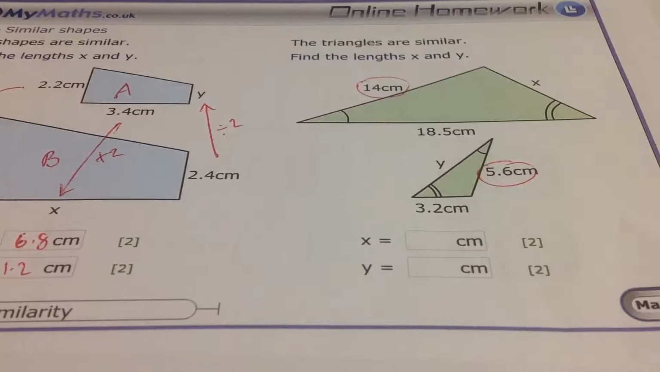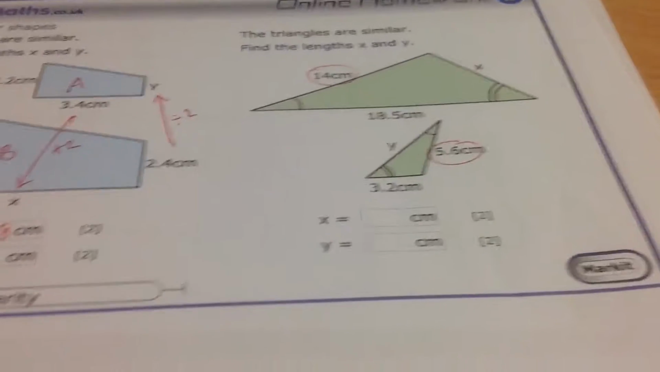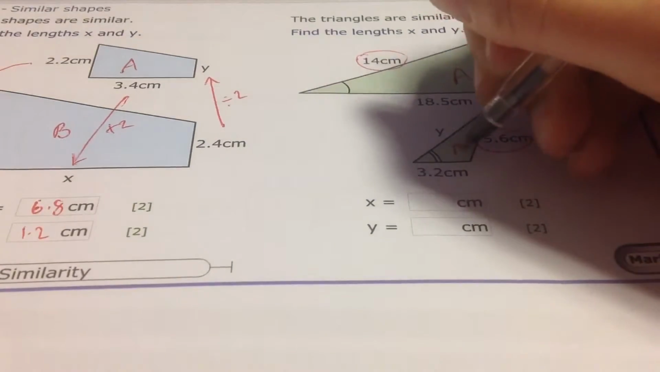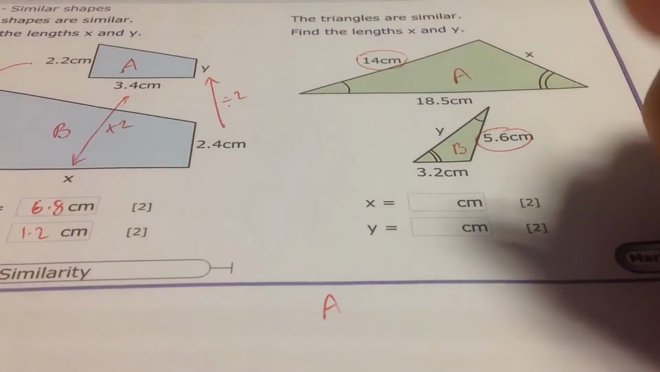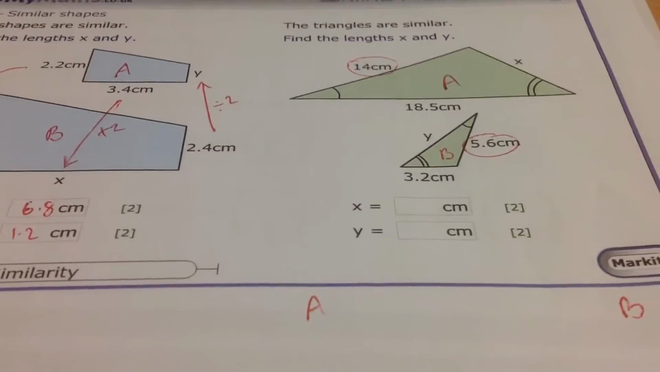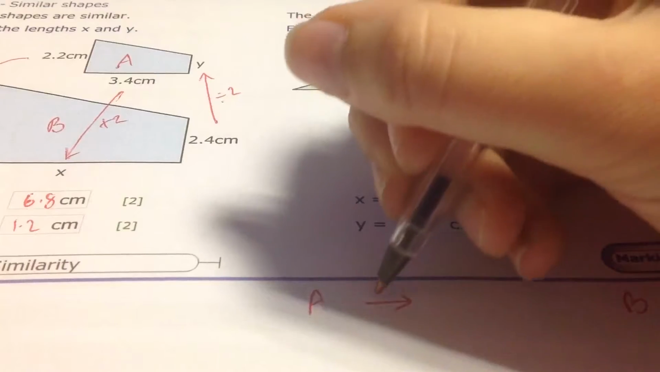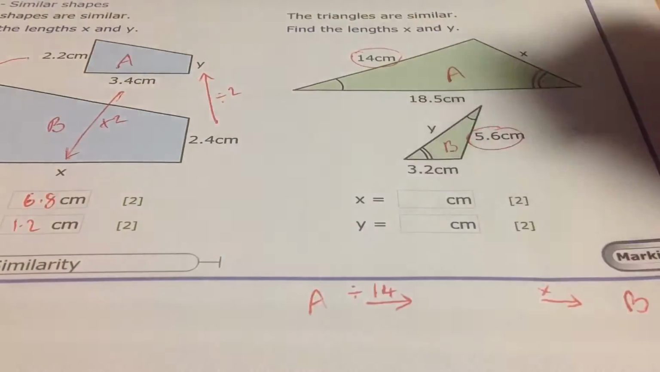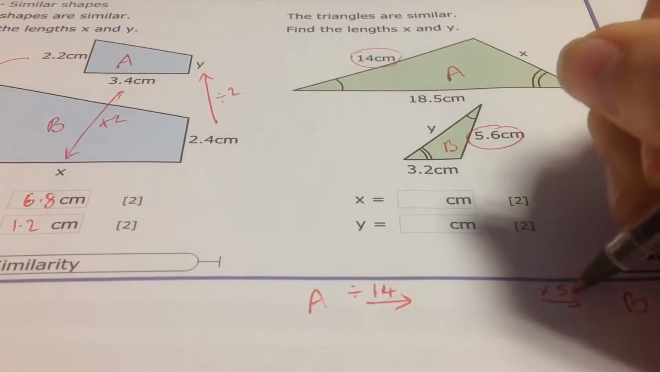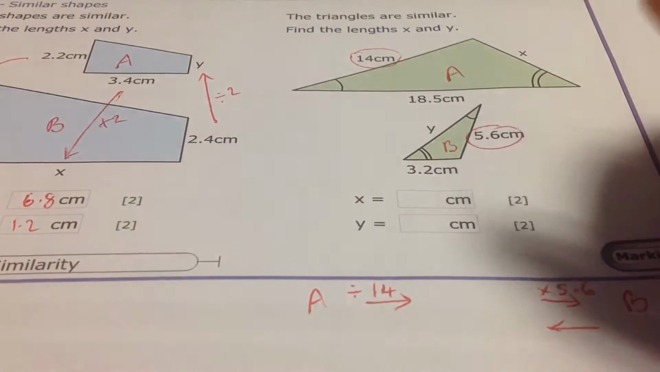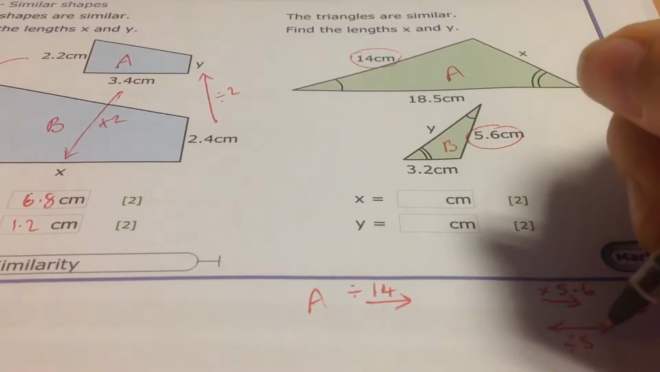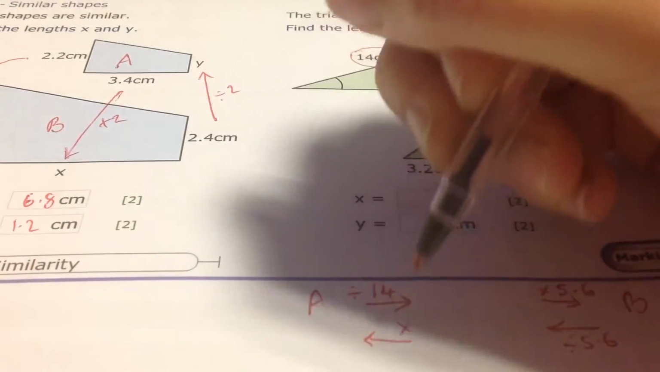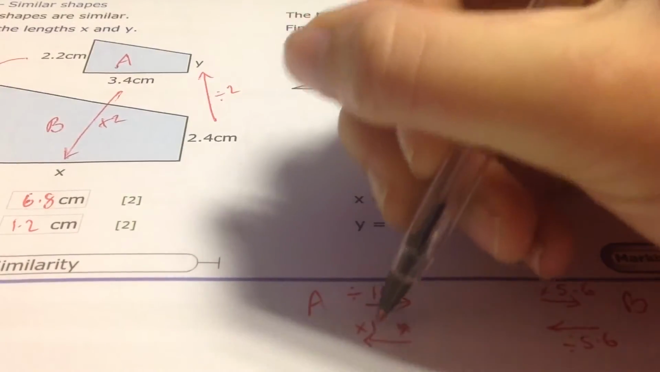A little harder here to work out what the scale factor is, so let's use the arrow method. We're starting with triangle A, going to triangle B. To get from A to B, we're going to first divide by 14, and then we're going to multiply by the corresponding side, 5.6. If we wanted to go back the other way, we'd divide by 5.6 and we'd multiply by 14.